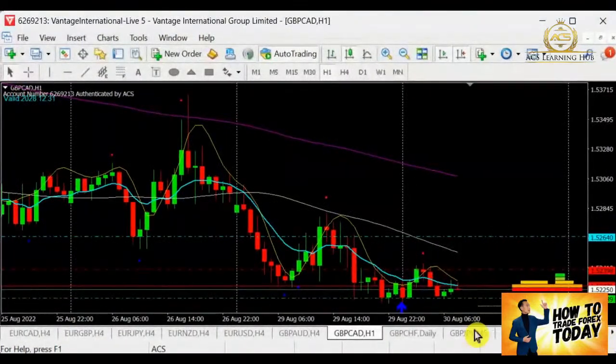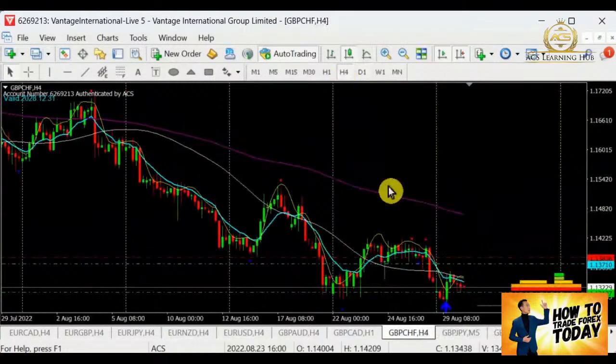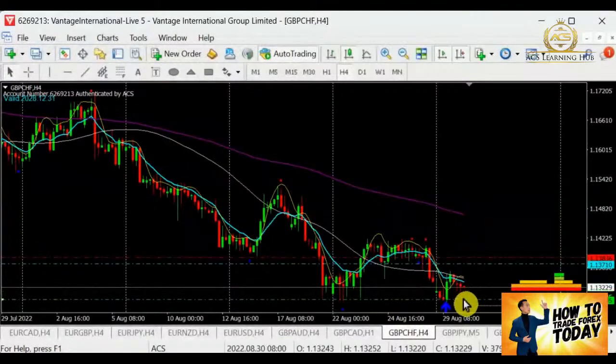How about Pound Franc? Pound Franc over here, we are in the bear. Let's look at today, do we have a chance to sell? We are actually having a support over here.